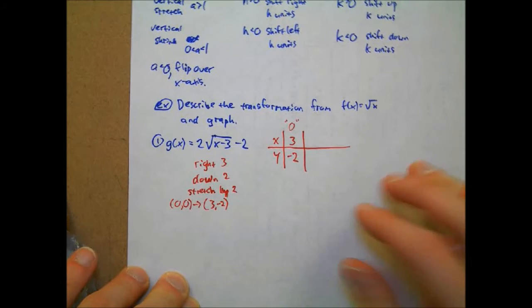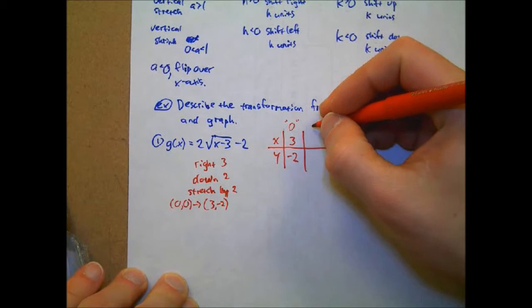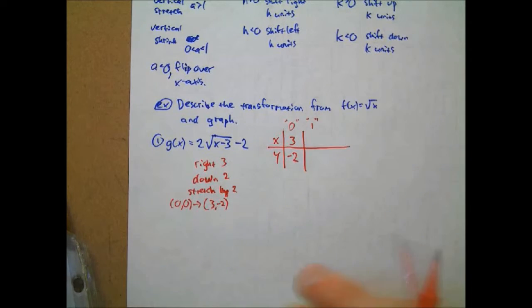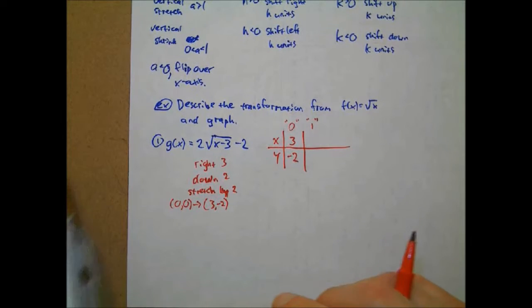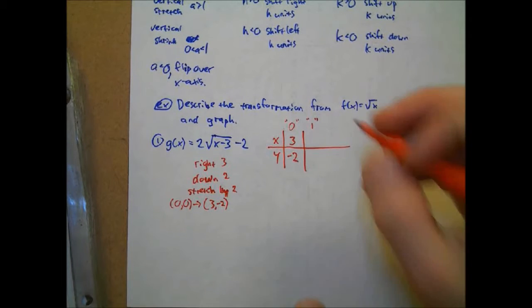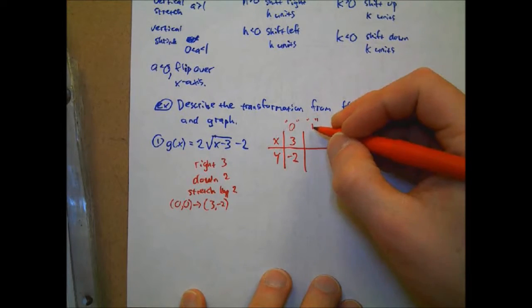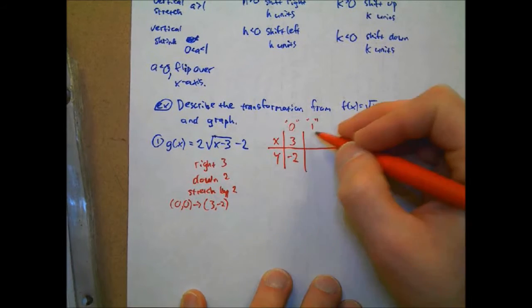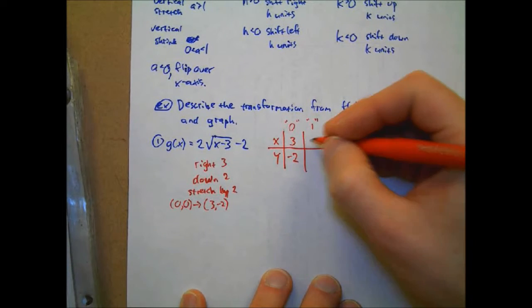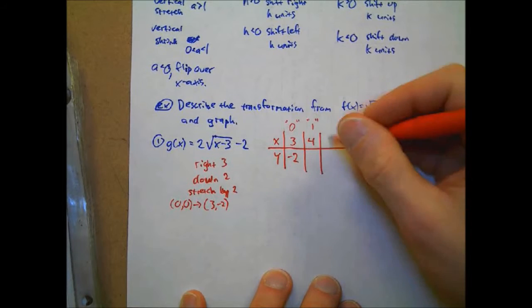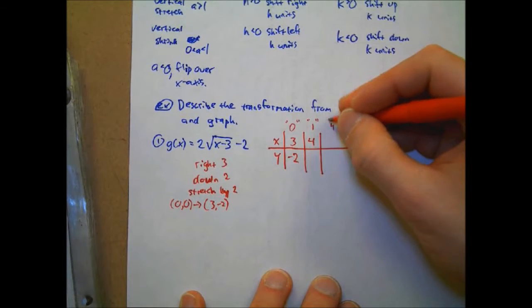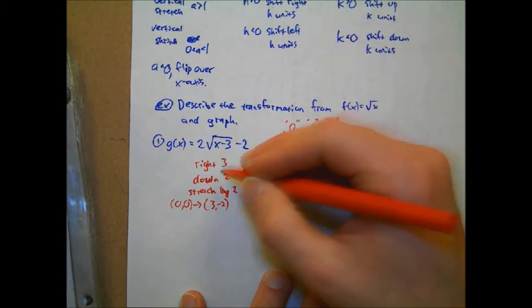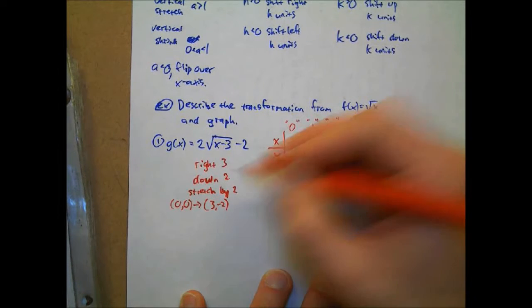The next perfect square that we use is 1. But we have to shift that as well. So if we're going to go right 3, what's right 3 from 1? 4. And then our next perfect square after that is normally 4, but we're going to go right 3 from that 4. So what's our new x-coordinate if we go right 3 from 4?